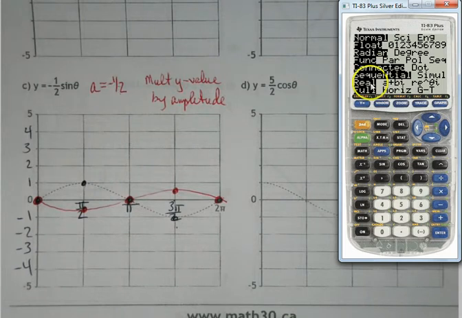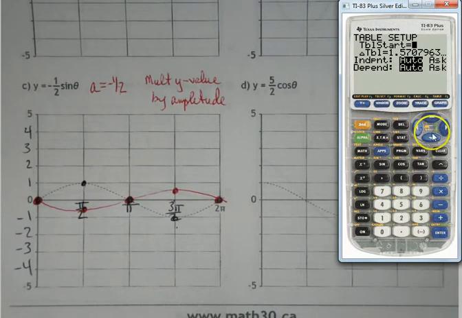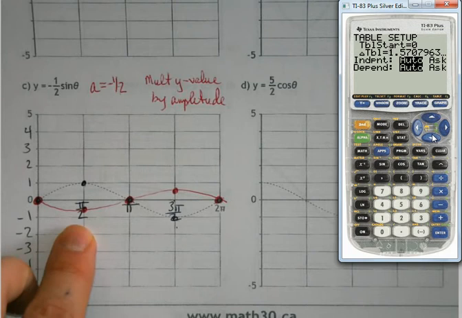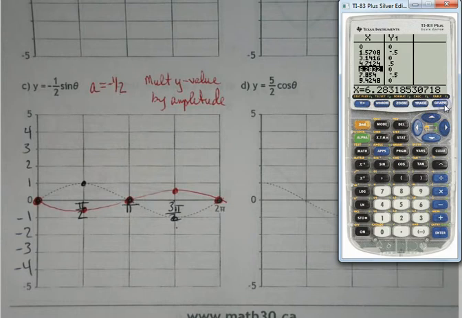You don't know. So once I did that, then I'd have to plug it in like I did here, negative 0.5 sine of x. But then it's not even as simple as just hitting table and being done. I've got to hit second window, go to my table set, and then whatever I want to make these by, I've got to type that in. So, oops, I don't want second.